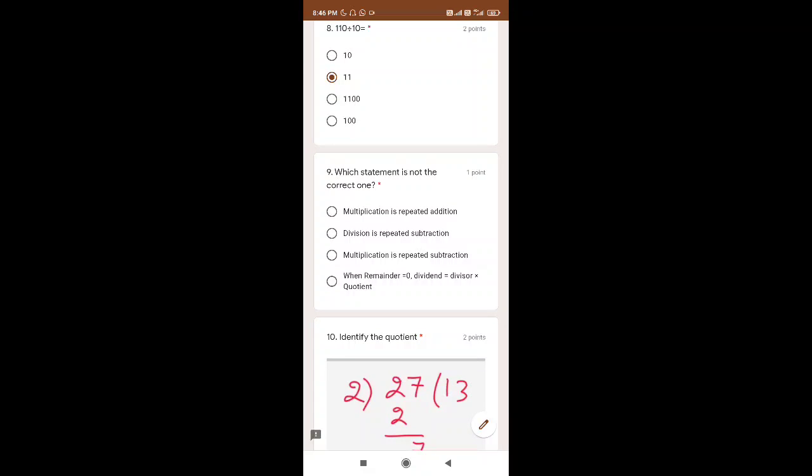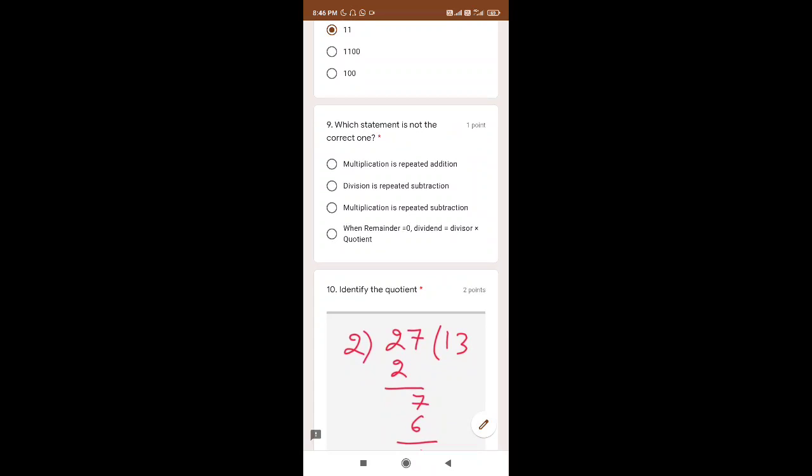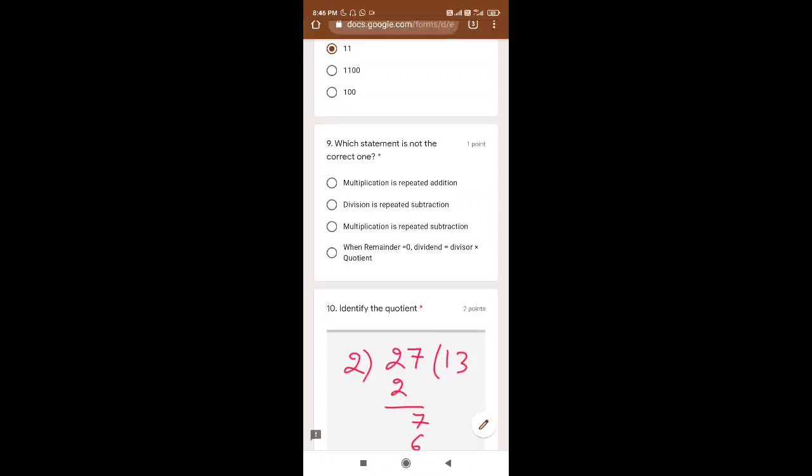Which statement is not the correct one? Read the question once again. Which statement is not the correct one means you have to select the wrong one. So option A, multiplication is repeated addition. Option B, division is repeated subtraction. Option C, multiplication is repeated subtraction. Option D, when remainder equal to 0, dividend equal to divisor multiplied by quotient.